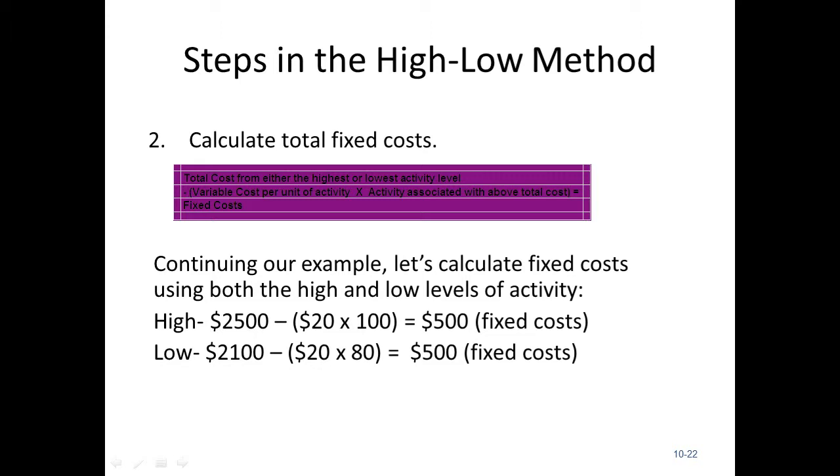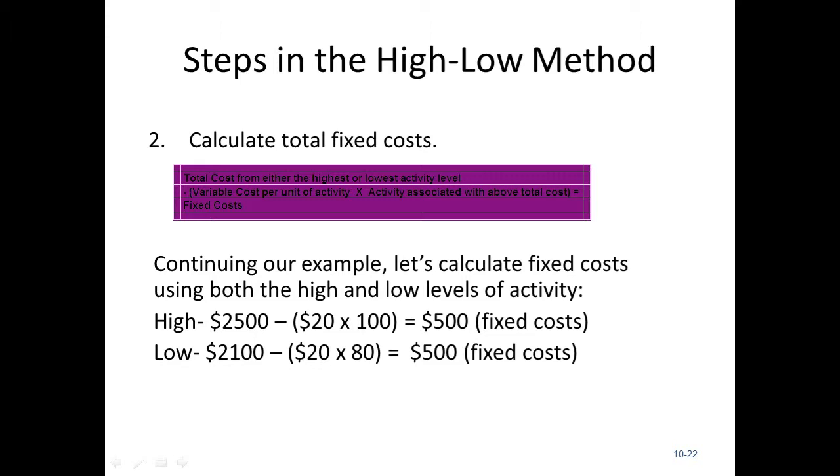And so next we want to calculate the total fixed cost. In this step we are separating the fixed cost from the total cost. We can do this since we now know the variable cost per unit. The formula is to begin with the total cost from either the highest or lowest activity less the variable cost per unit of activity, which we just calculated, times that level of activity. So continuing our example, let's calculate fixed costs assuming both the high and low levels of activity.